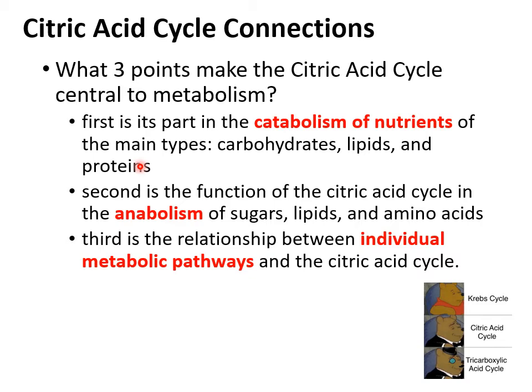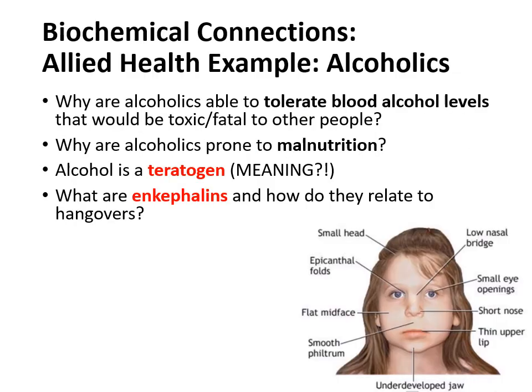On the opposite side of that spectrum, in addition to catabolism, the citric acid cycle is also connected to anabolism, okay? And that's the building of sugars, lipids, and amino acids. And then lastly, it's connected to the individual metabolic pathways as well. So you kept seeing the citric acid cycle coming up quite a bit throughout this course, and this slide is just to summarize some of its significance.